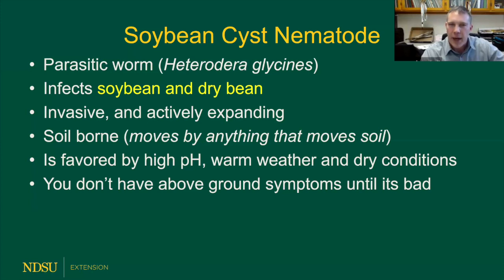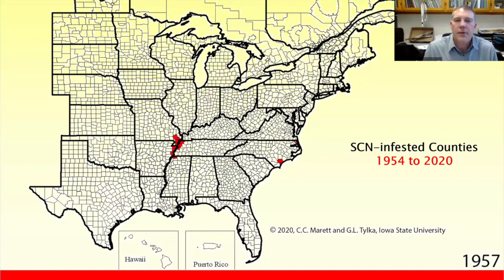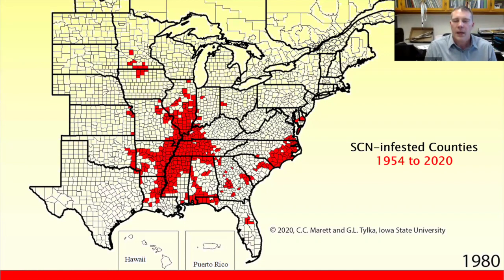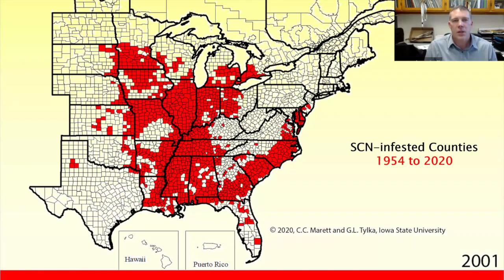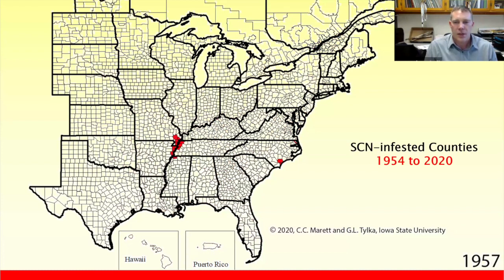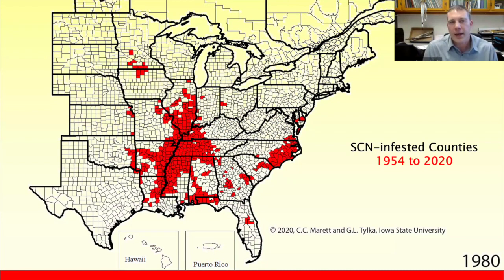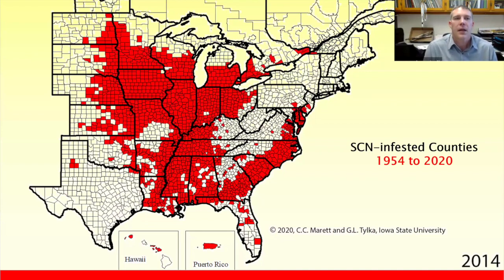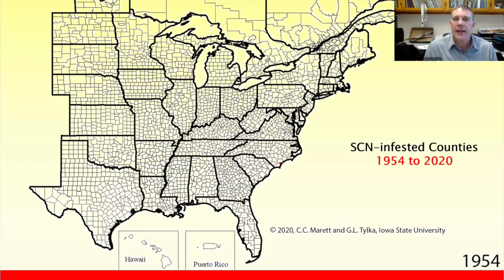It's favored by high pH, warm weather, and dry conditions. And we have had all of those for the last couple of years, at least in some areas. And you typically in soybeans don't see above ground symptoms until it's too bad. And we think the same thing is probably true with dry beans. To reiterate, it's an expanding problem and an invasive pathogen. It was introduced into the US in the 1950s. And you can see the leading edge of these red counties, which indicate that a county or a field has SCN. We now have it in several areas in Canada as well.